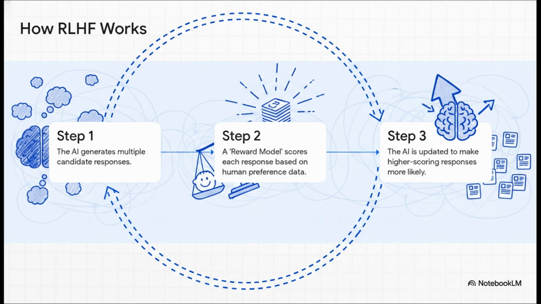It's like this three-step dance. First, the main AI spits out a few different possible answers. Then, a second AI, called a reward model, which has been trained on tons of data from humans picking their favorite responses, scores each of those answers. Finally, the main AI gets updated, nudged just a little bit to make it more likely to give those high-scoring answers in the future. Repeat that millions of times, and you get a much more aligned and helpful AI.